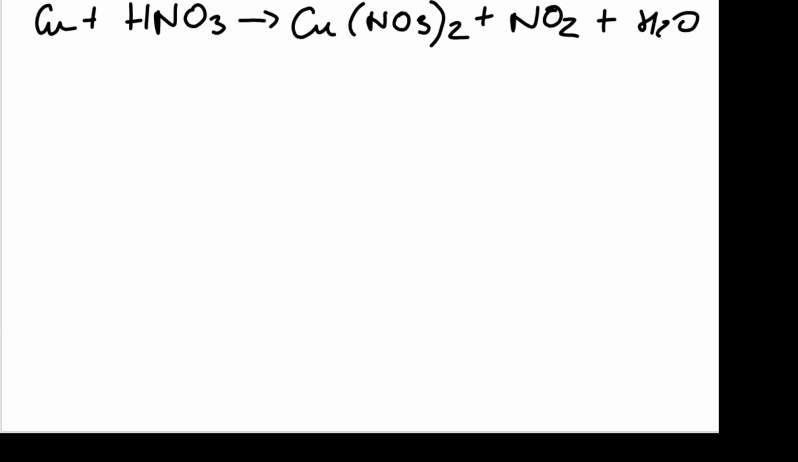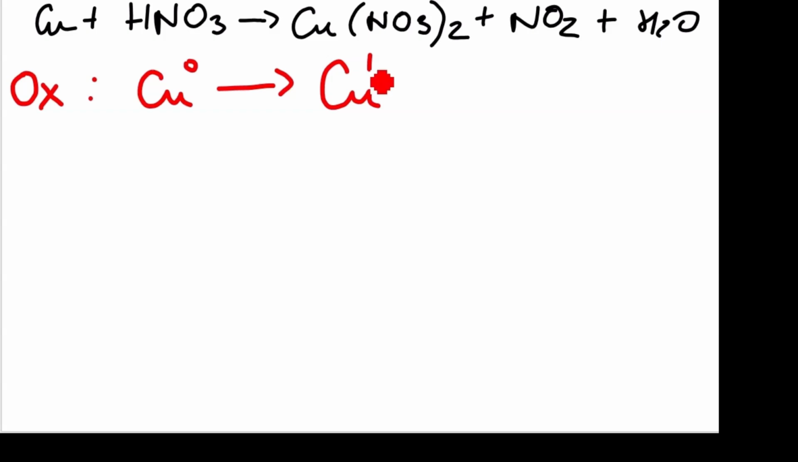So let's start from the oxidation reaction. We have metallic copper, which is oxidized to copper with the oxidation state +2. And of course, we also obtain two electrons, which are removed from the atom of metallic copper. So we obtain the copper atom with the oxidation state +2.